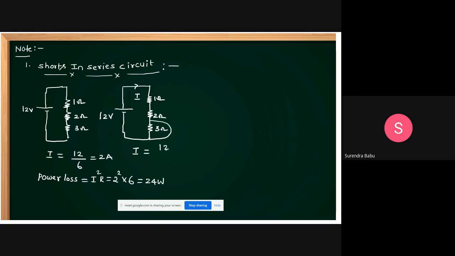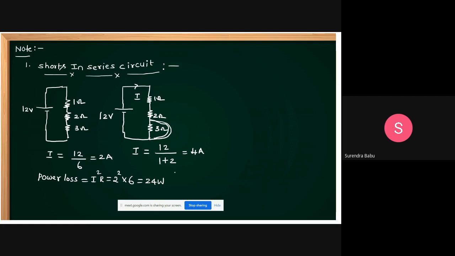This is 12 by R, friends. Once it is shorted, the current passes through the short circuit path. There is no significance of the 3 ohm resistor. So the equivalent resistance is 3 ohms. How much can you get, students? 4 amperes. This is 1 plus 2 only. Don't add the 3 ohm resistor because it is bypassed, short circuited. Understand? 1 plus 2, then 4 amperes.